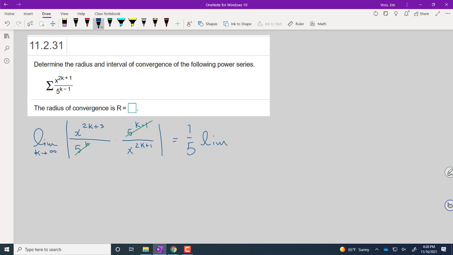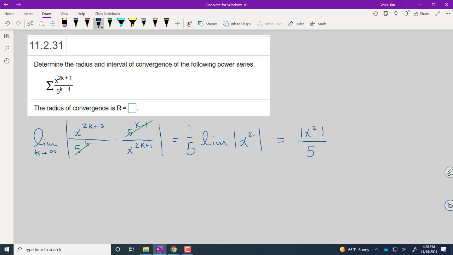Is that clear? Uh-oh. We need a break. Okay, and then how many extra x's are in the numerator? There's 2 extra. That's why it's x squared over 5. So that's what we have. And now, is there a k in there? No k. Which is fine. That's what we want. We want the k's to be gone.